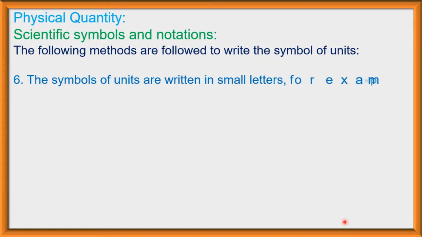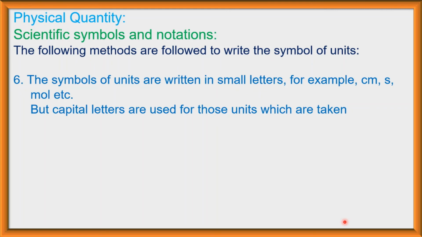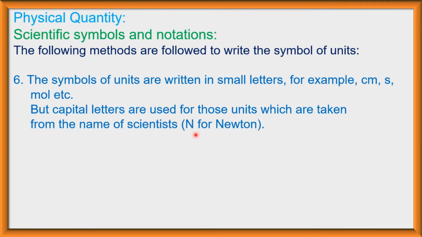6. The symbols of units are written in small letters. For example, centimeter, second, mole, etc. But capital letters are used for those units which are taken from the name of a scientist. Here Newton, the unit of force, is Newton and it is taken from the name of the scientist Newton. So this symbol will be a capital letter. Otherwise the symbol of unit will be a small letter. But if the symbol of unit is taken from the name of a scientist, then it will be in capital letter.